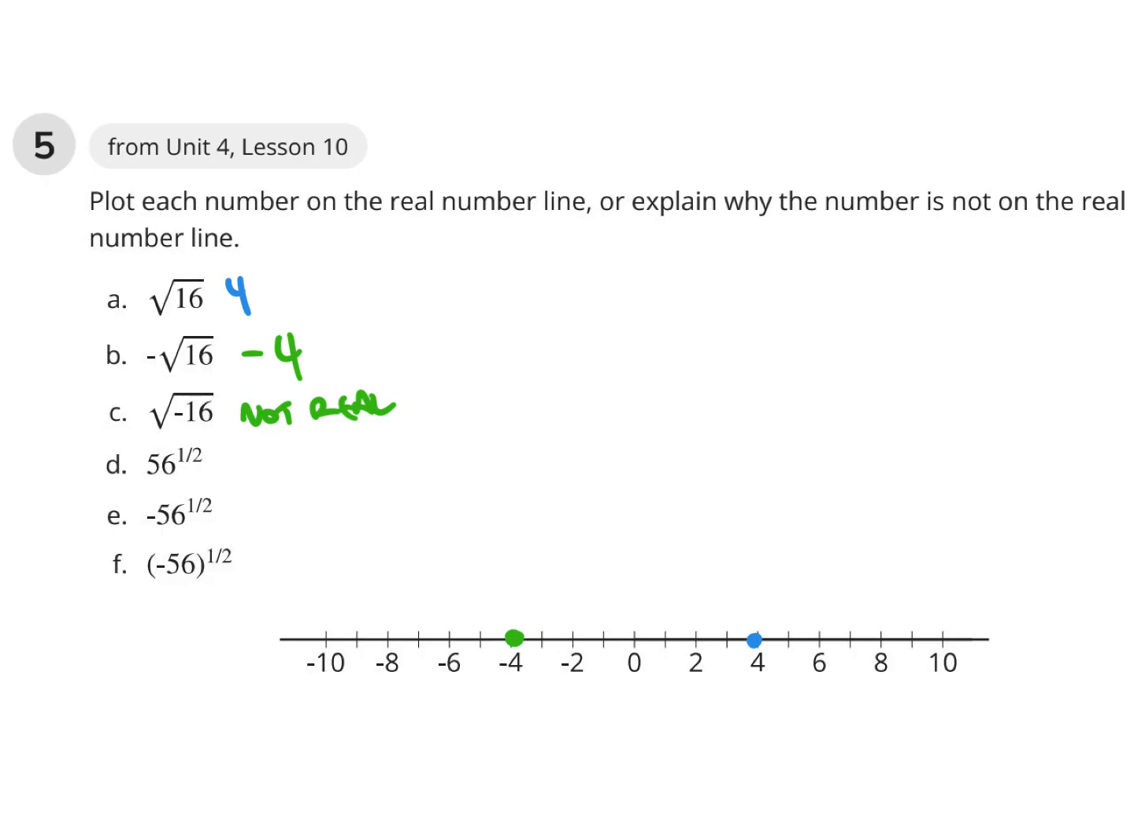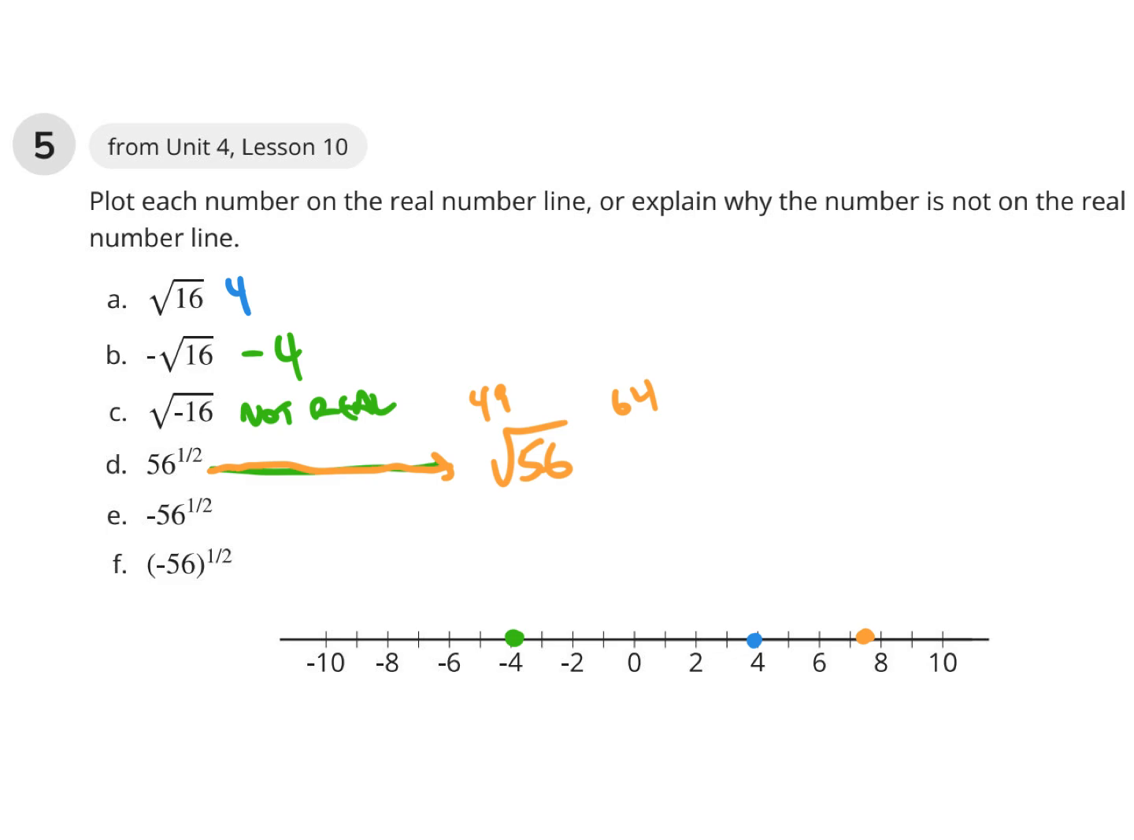The square root of 56. Since the square root of 56 is in between 49 and 64, it's probably about 7.5. It's about halfway. So what this means is, let's do this. I forgot to do this in orange. This means the square root of 56. So 49 is 7 away, 64 is 8 away. So it's probably halfway between 7 and 8. So that goes there.